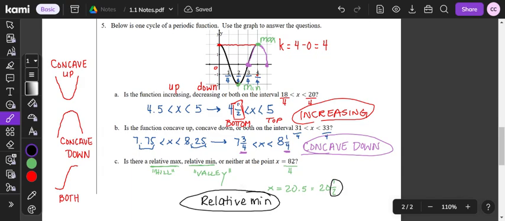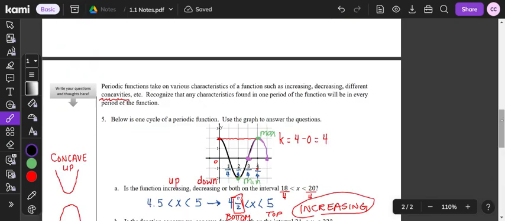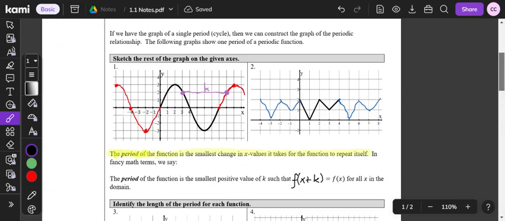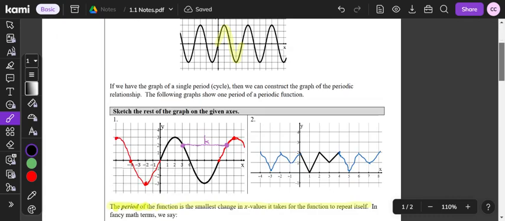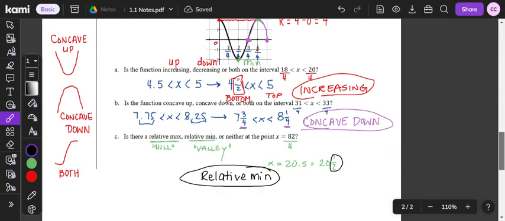Okay, that I believe is it for this lesson. Really simple stuff when we're just looking at the picture. The formulas will start to get a little complicated, but as long as you can tell what a periodic function is, you're good to go. Good job.